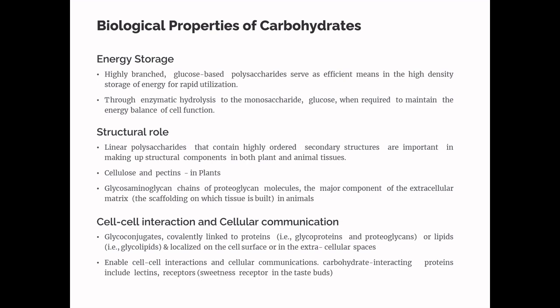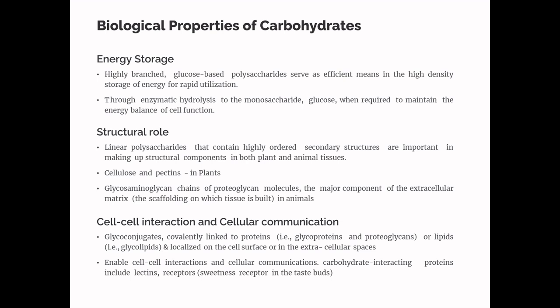It also has a structural role. Linear polysaccharides that contain highly ordered secondary structures are important in making up the structural components in both plants and animal tissues. Cellulose and pectins are seen in plants. Glycosaminoglycan chains of proteoglycan molecules are a major component of the extracellular matrix in the case of animals.